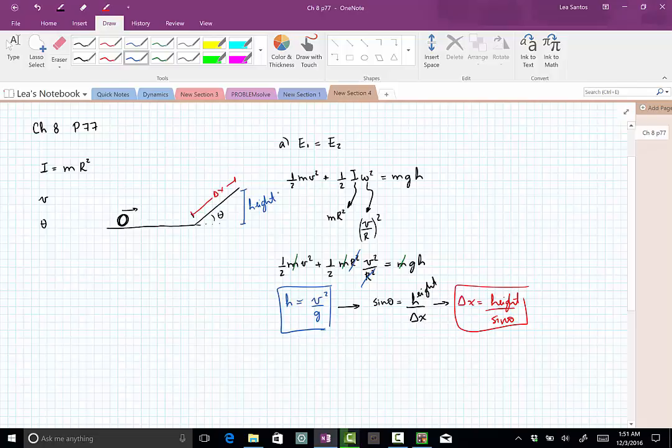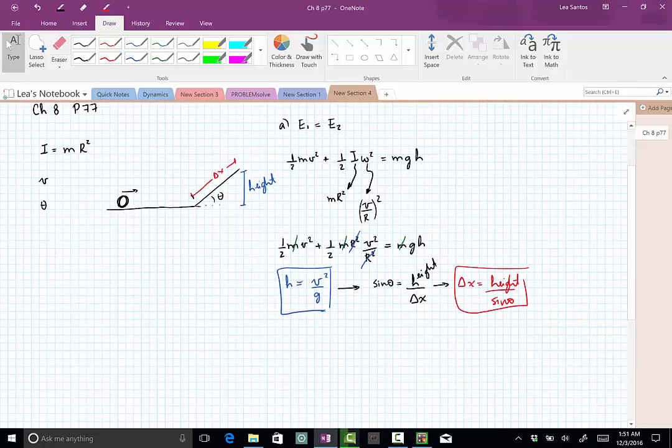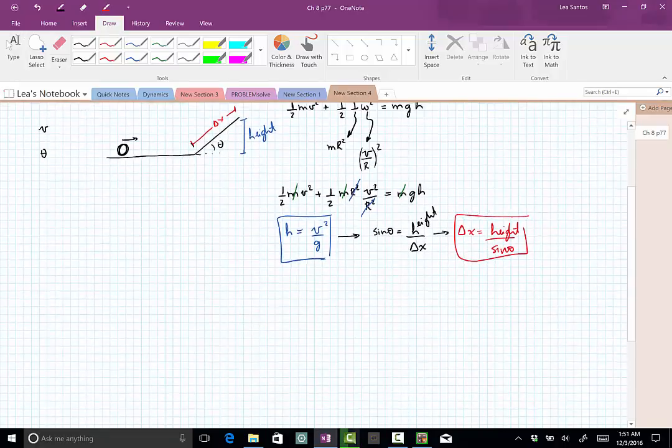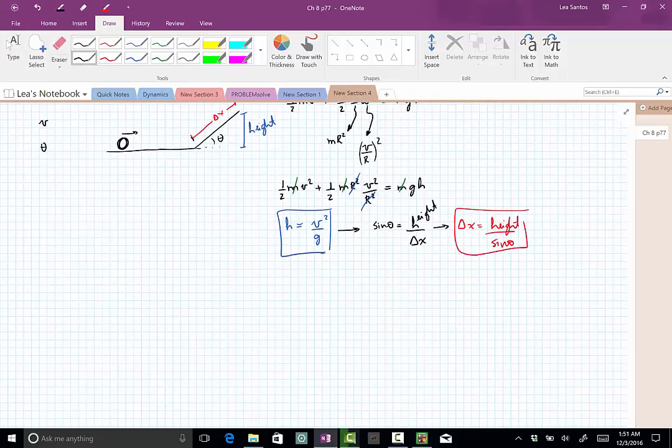Part B is asking how long will the hoop be on the incline before it arrives back at the bottom. So careful with what they are asking us here. For this part B, what we have is the hoop starts at the bottom of the incline, goes up, but then it comes back down. So they want this whole time to go up and then down.